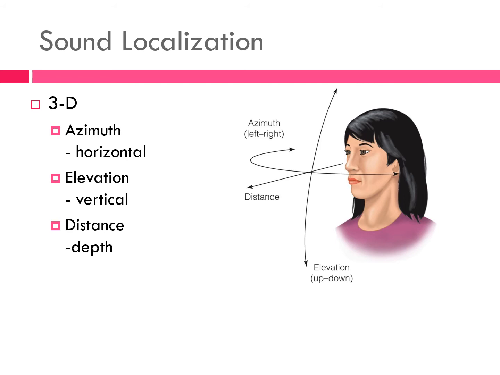What we're going to talk about are the horizontal plane, so the azimuth, and I'm going to start with that, and then we're going to talk about the vertical plane, so the elevation of sounds.